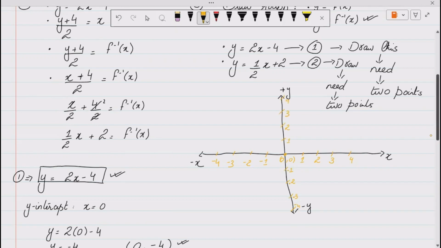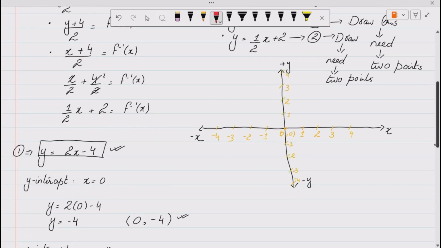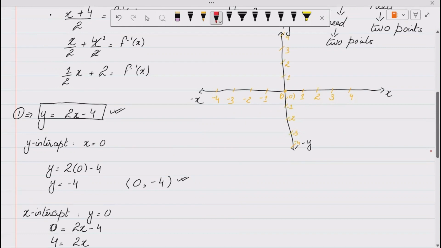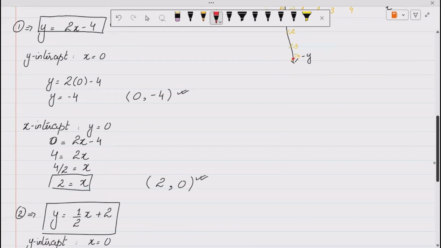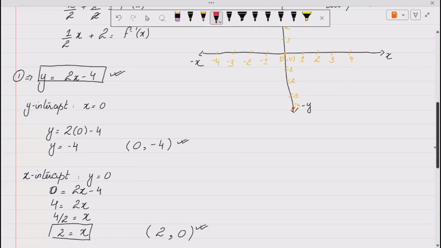Now I am making the first equation, which is equation 1. Equation 1's first point is 0 comma minus 4. X is 0 here, y is minus 4, my minus 4 is here. So this point is this. The next point is 2 comma 0, x is 2, y is 0. X is 2 here, y is 0 is here. So just join these 2 points.